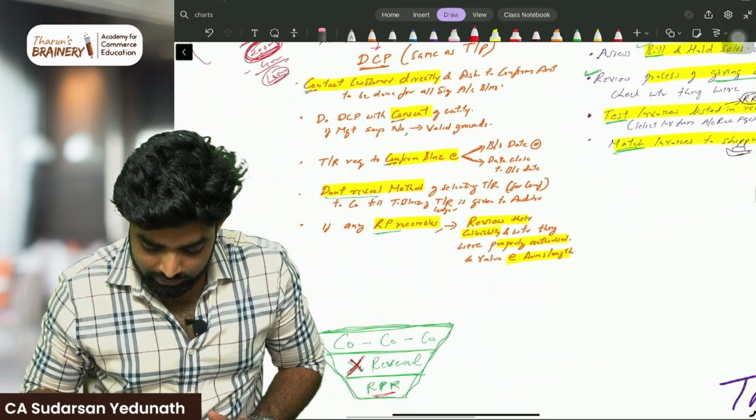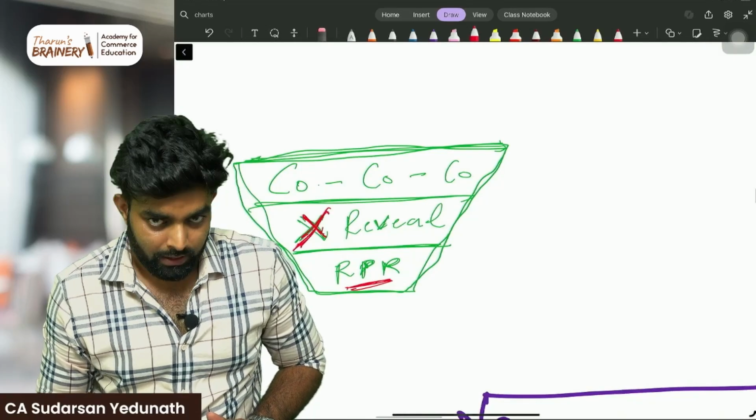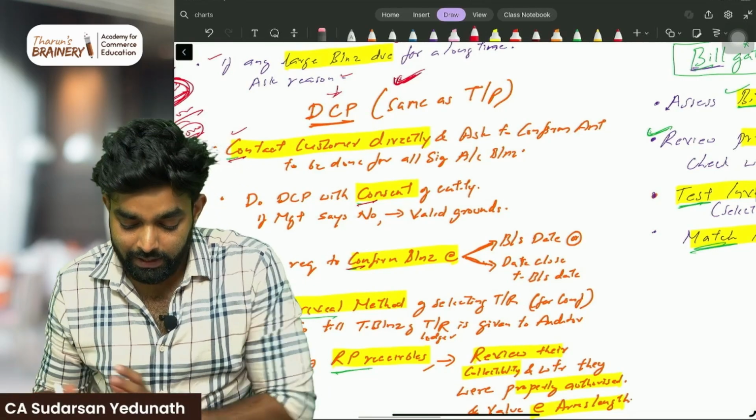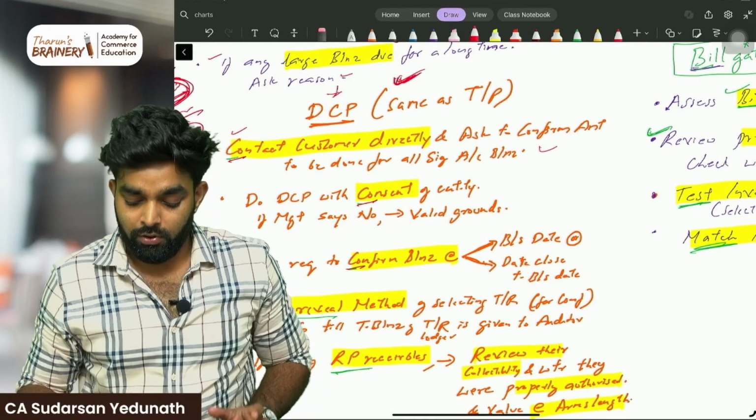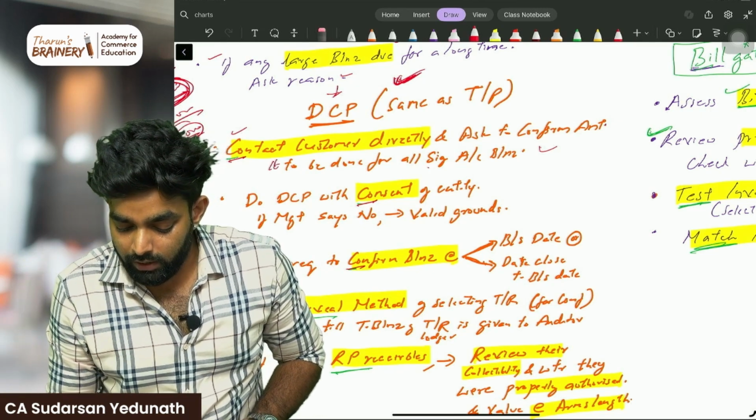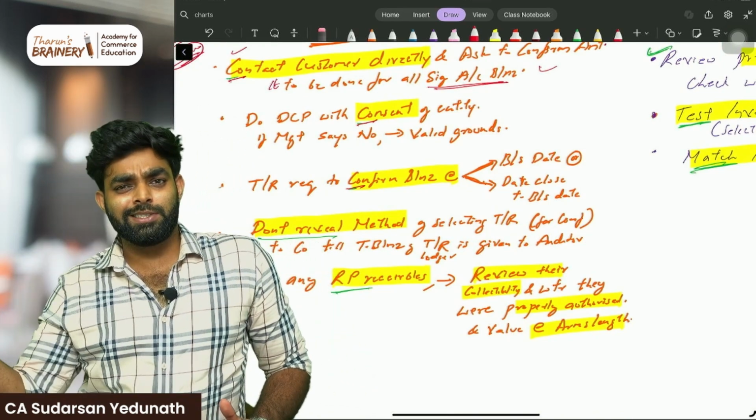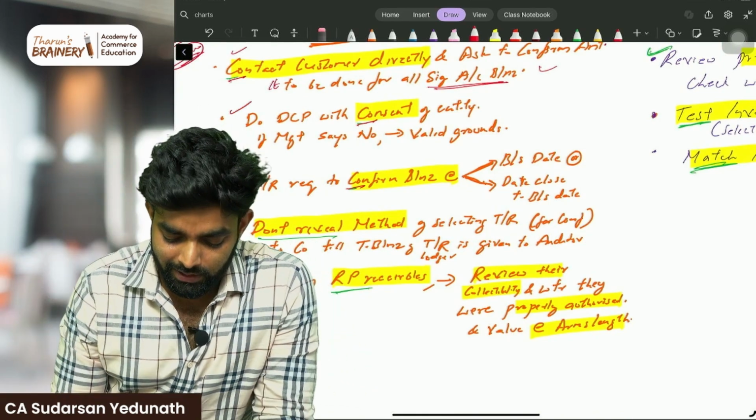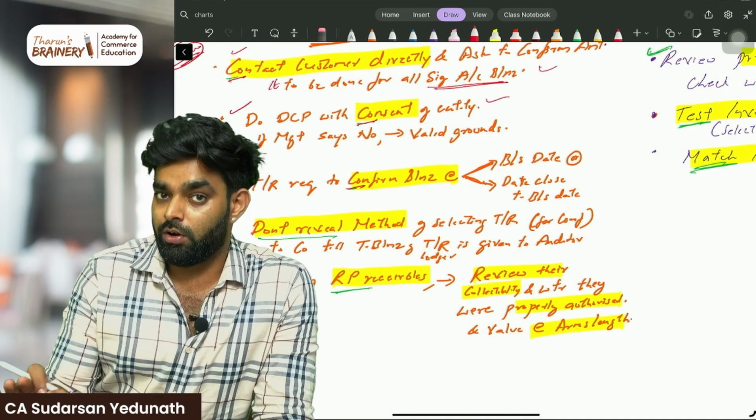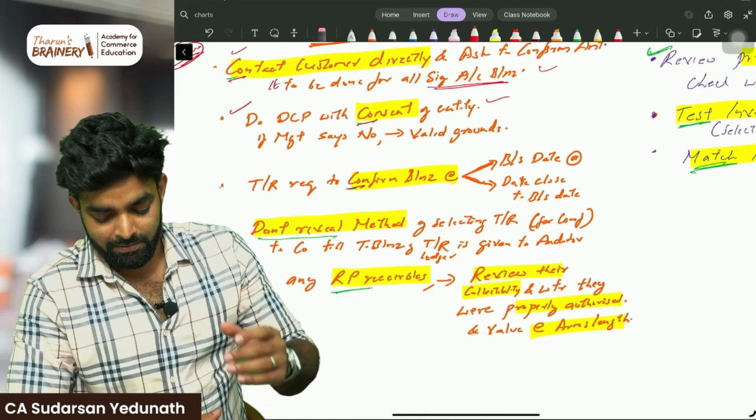First, this is the mnemonic you have to keep in mind: Don't reveal RPR. Okay. First is, contact the customers directly and ask them to confirm the amount. It is to be done for all the significant account balances. Like I told you, contact the customer directly and ask for confirmation. Then do the direct confirmation procedure with the consent of the entity only. If management does not give you the consent, ask the management, why are you not giving me the consent? Simple as that. Okay, got it.